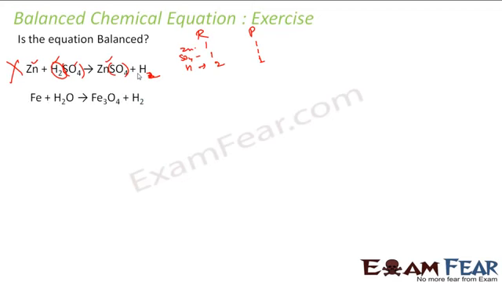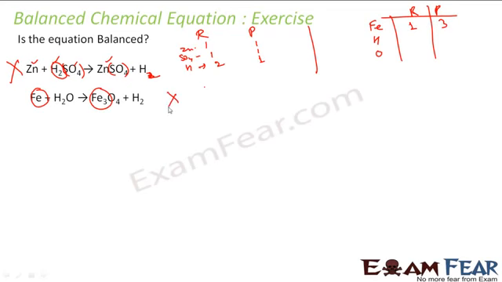Let's take this example. Fe plus H2O is equal to Fe3O4 plus hydrogen. So here also we have, let me write here, iron, hydrogen and oxygen. The number of iron atoms in reactant is 1, in product is 3. So if you see, iron itself is not balanced, so we don't need to find other things. We can say that it is not balanced because the iron itself is not balanced.